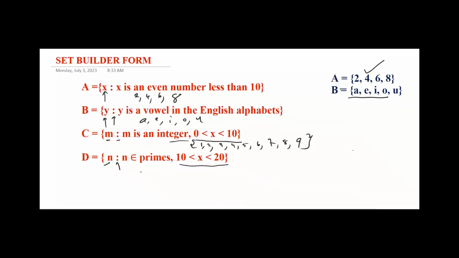So here now we'll get the first prime number greater than 10. That will be 11, followed by 13. 14 is not a prime number. 15 is not a prime number. 16 is not a prime number. 17, 18 is not a prime number, and 19. So these will be the elements of set D.